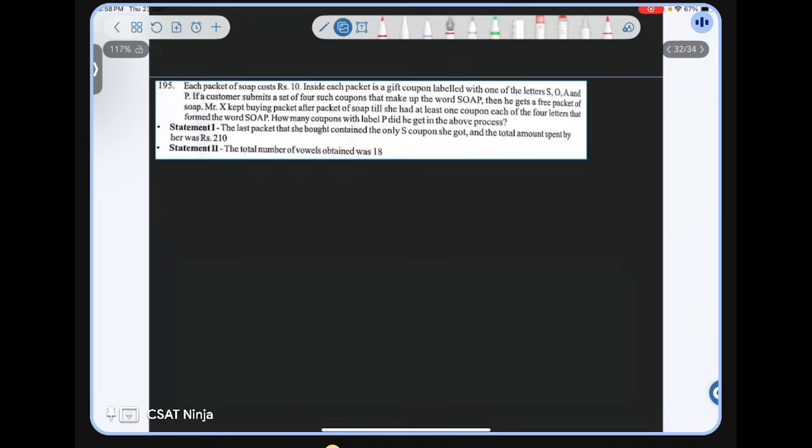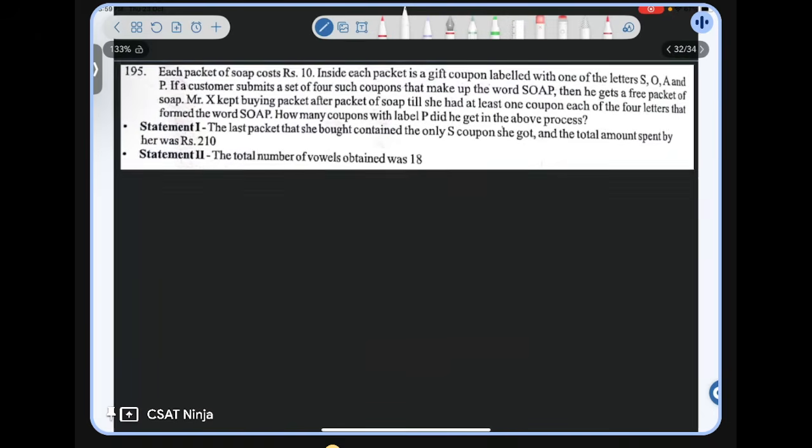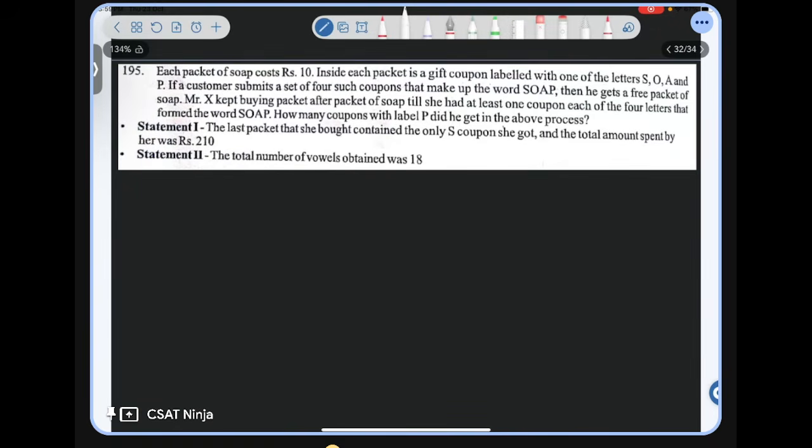So the question here is, what is it? Each packet of soap costs 10 rupees. Okay. The cost here is 10 rupees. Inside each packet is a gift coupon labeled with one of the letters S, O, A, and P. If the customer submits at least 4 such coupons that make up the word soap, he gets a free packet of soap. Okay. The question says like this.